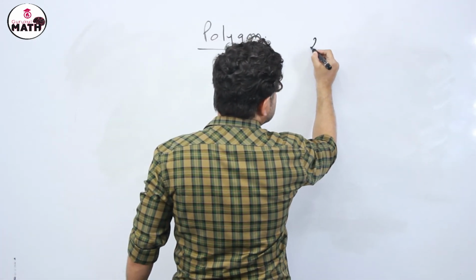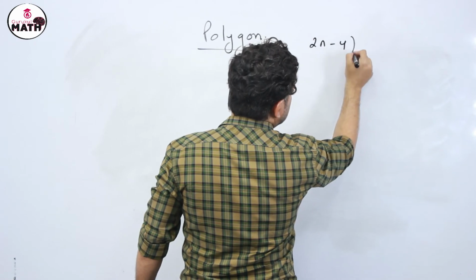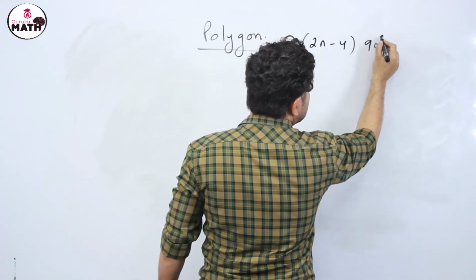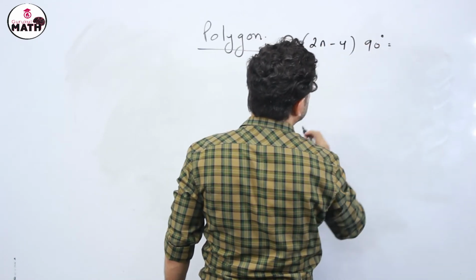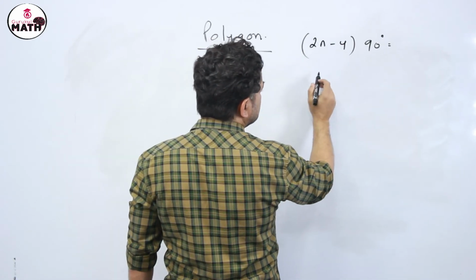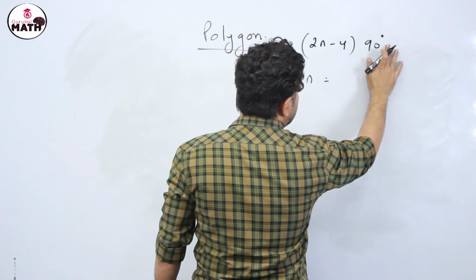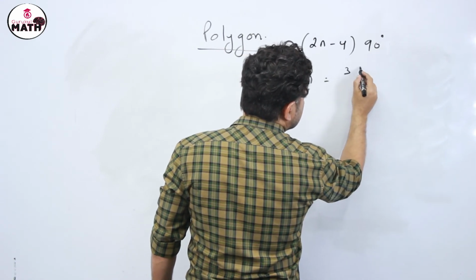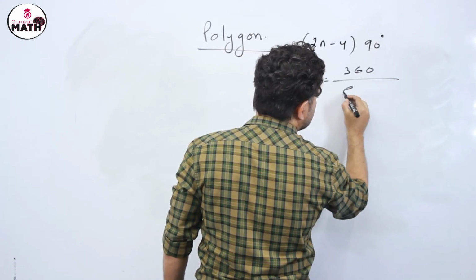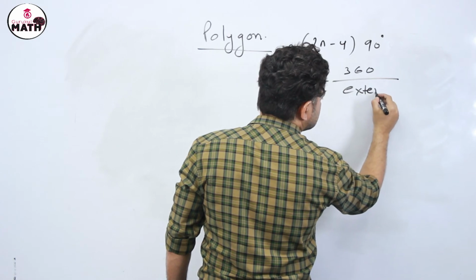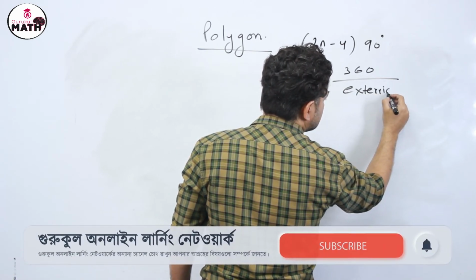So I have discussed two things with you. One formula was (2n minus 4) times 90 degrees. This formula was to find the total interior angle of a polygon. And the second, I have said, is n equals 360 degrees divided by each exterior angle. I have to write here each exterior angle.